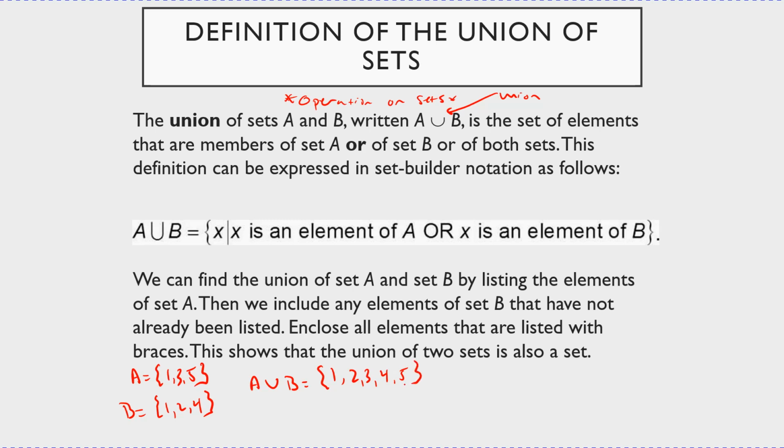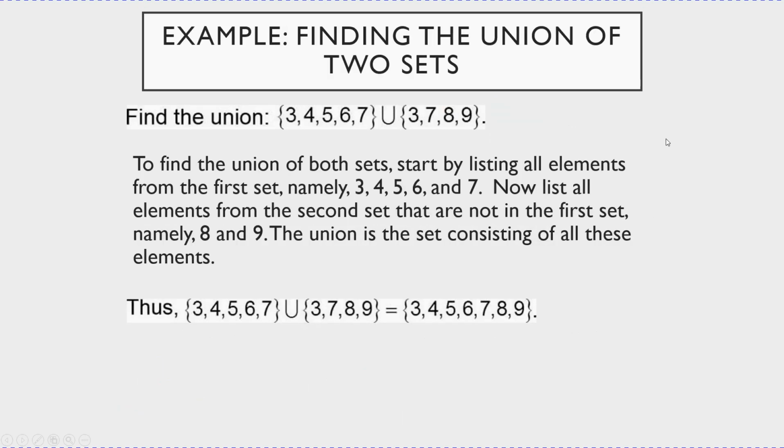So you just basically combine them, and then you don't double count. That's the way to think of a union. So here, let's find the union of those sets that I had before: 3, 4, 5, 6, and 7, union with 3, 7, 8, and 9.